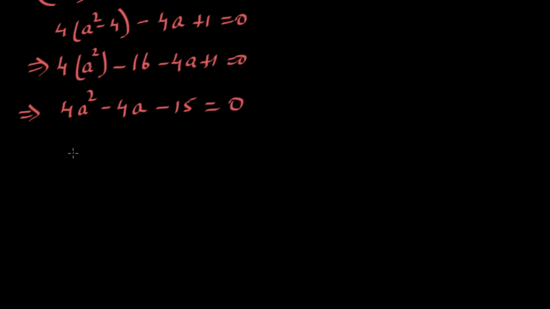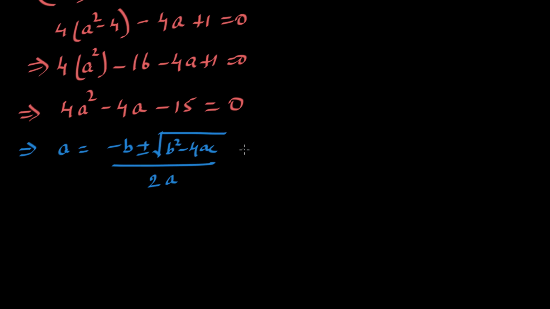So now this is a simple quadratic equation, and let us apply the quadratic formula and find the solution for this given equation. So this gives us a is equal to minus b plus or minus under root of b square minus 4ac, divided by 2a. This is the quadratic formula that we already know. So let us substitute the values.